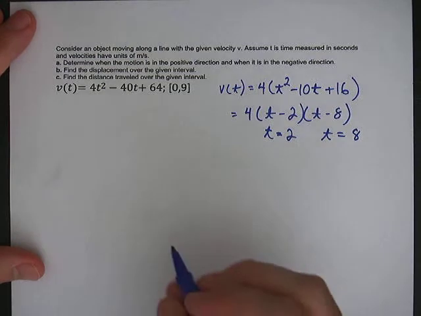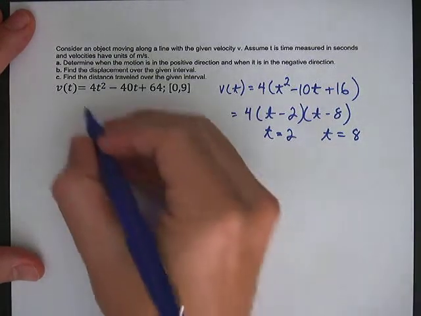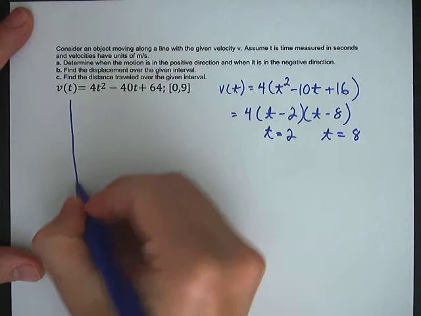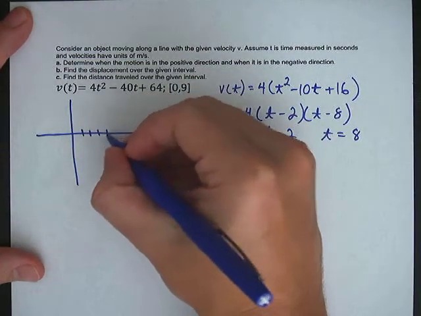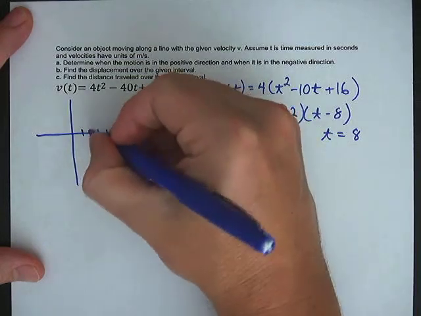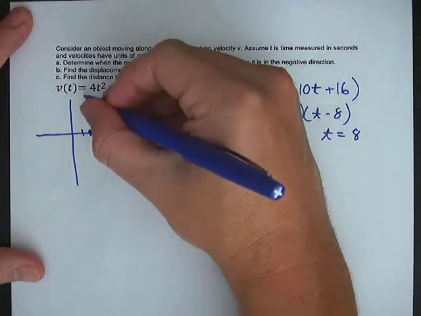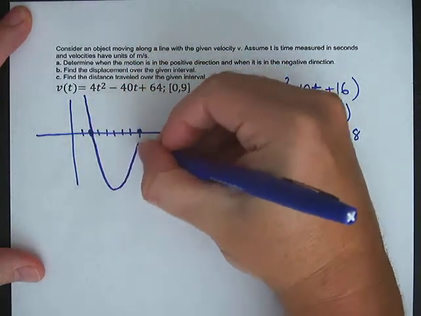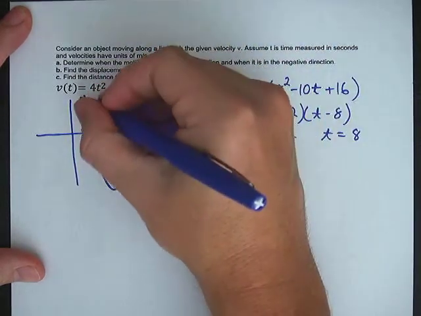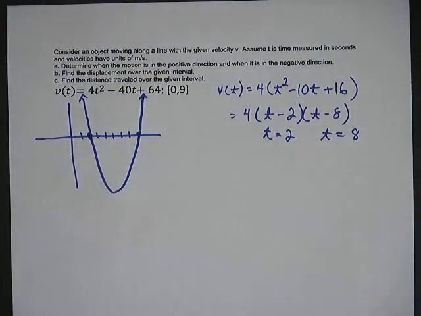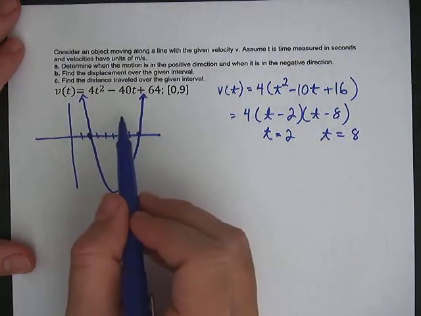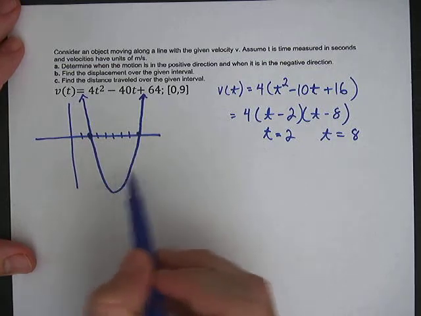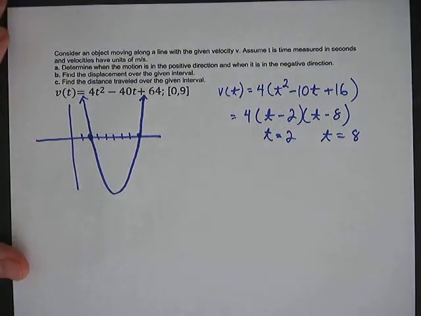Okay, so this is a positive parabola. It crosses at 2 and 8. So it's going to look basically like this. It's going to cross here at 2, 3, 4, 5, 6, 7, 8. Okay, so right here and right here. So it's going to do something like this. Okay, so you can see that part of it's above the t-axis, part of it's below the t-axis. So this section of the graph that's above the t-axis, that's when the direction's positive. And this section down here that's below the t-axis, that's when the direction is negative.